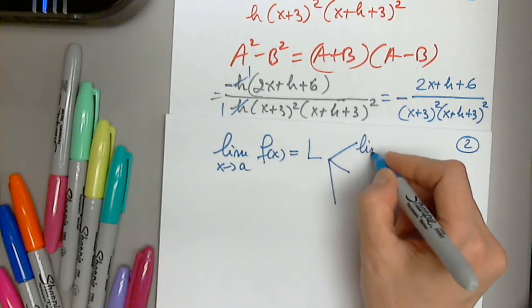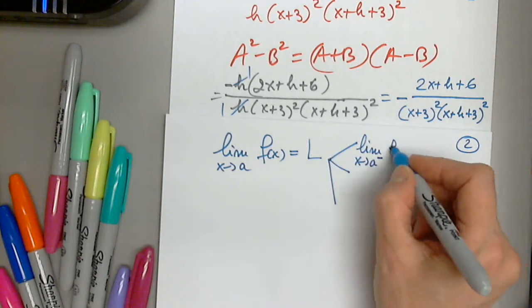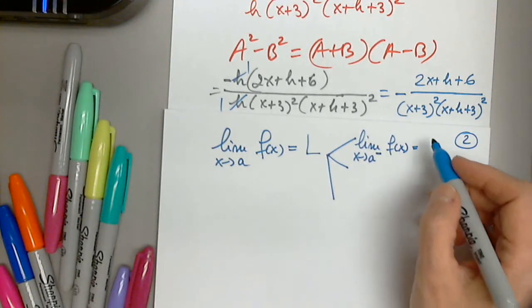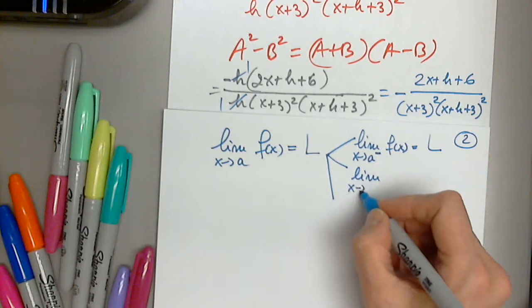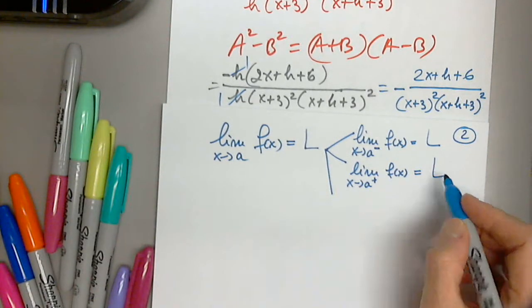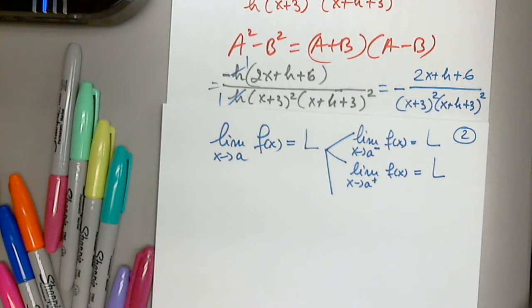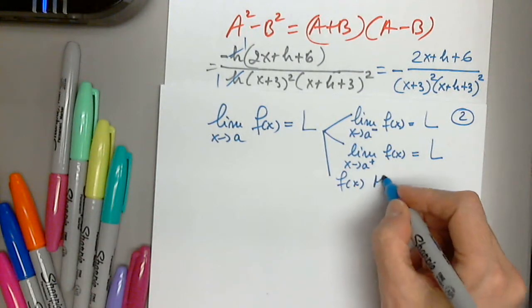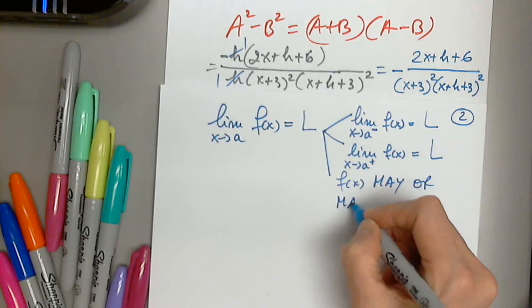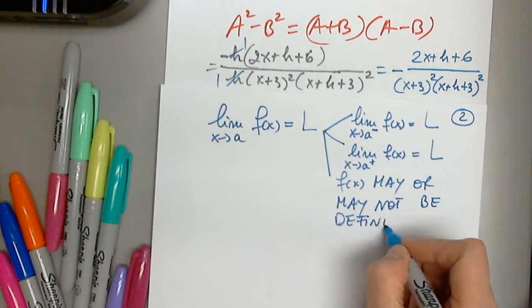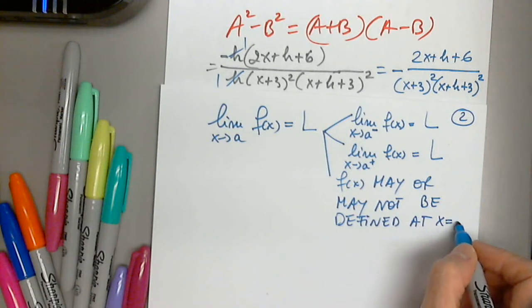It means definitely that the limit as x approaches a from the left of f of x must be L, and of course the limit as x approaches a from the right of f of x must be L. And the other thing that this implies, or not if you want, but I need to emphasize it here, is that f of x may or may not be defined at x equals a.